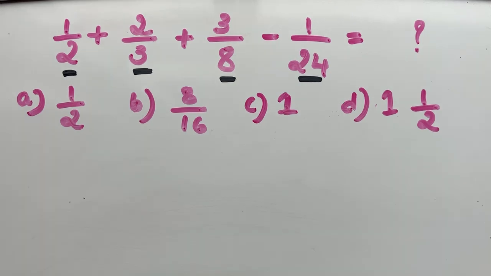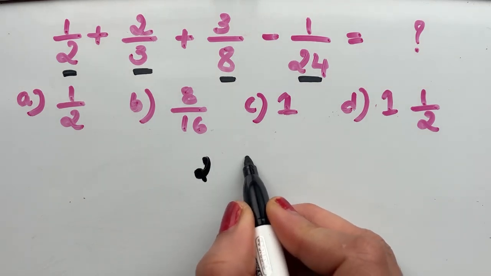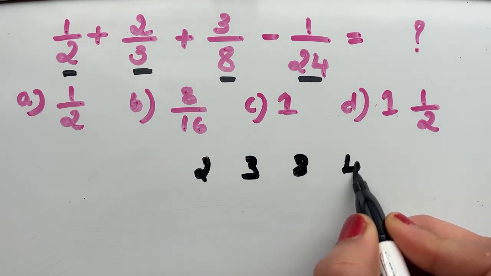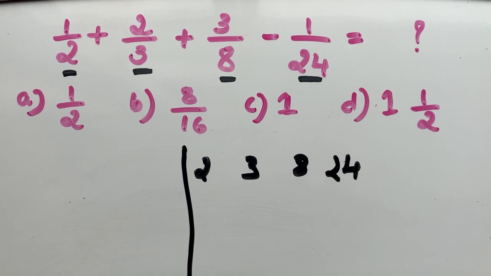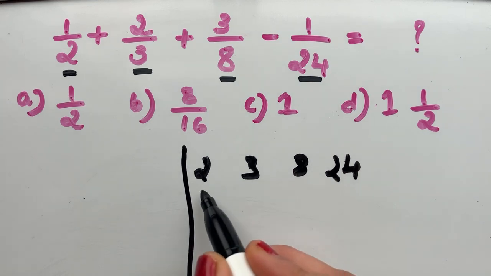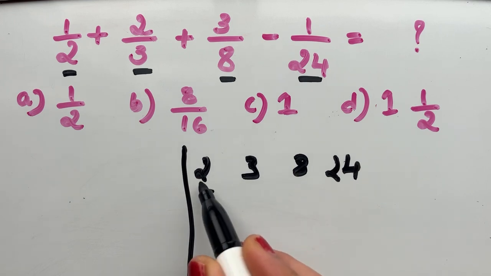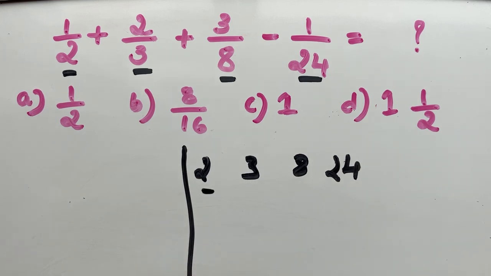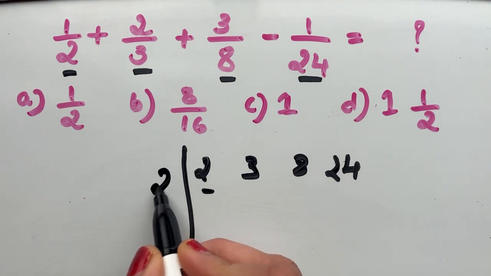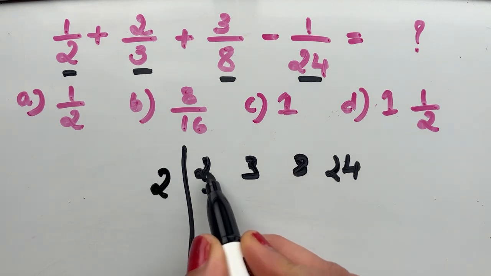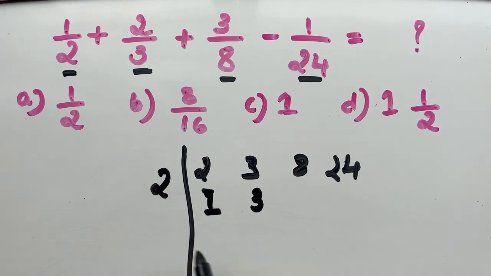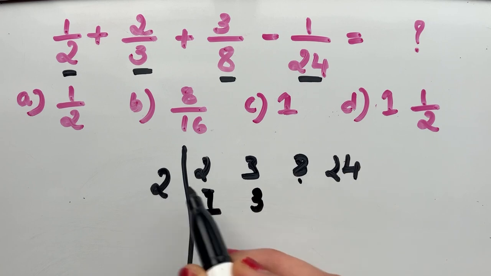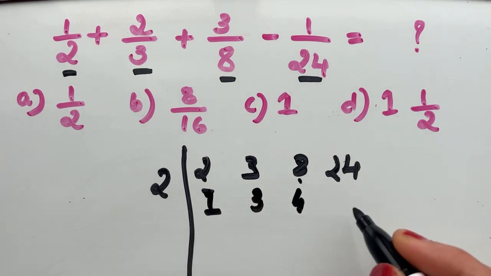If you are confused, there is one more method to find the least common multiple. It's called the common division method. You have to take all the denominators and divide by a common number. Here there are 4 numbers: 2, 3, 8, 24. I'm going to take 2 first and divide. 2 by 2 is 1. You cannot divide 3 by 2, so I'm going to keep it as it is. Now 8 divided by 2 is 4. 24 divided by 2 is 12.